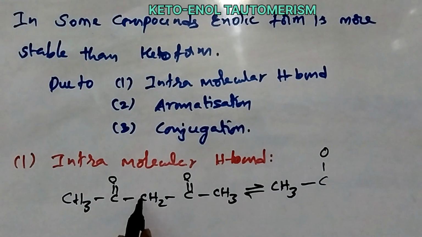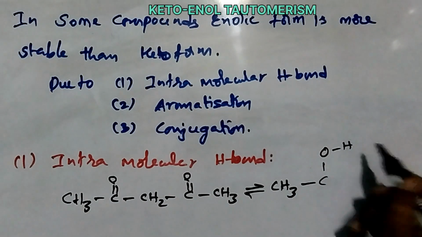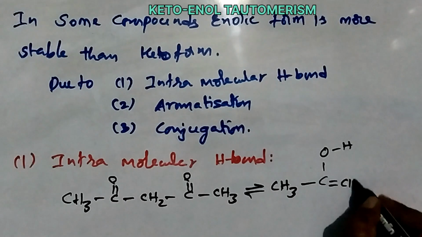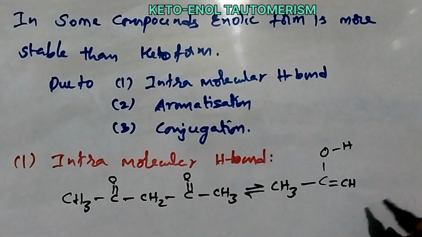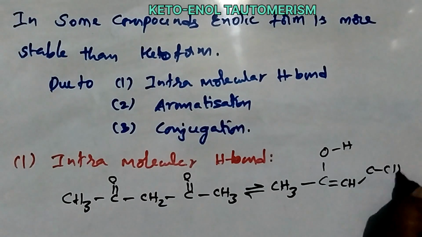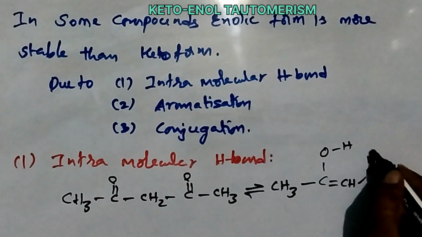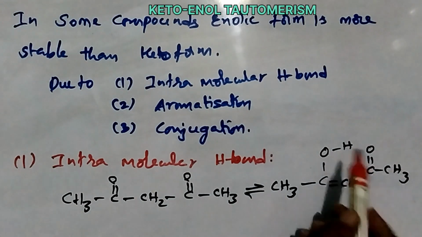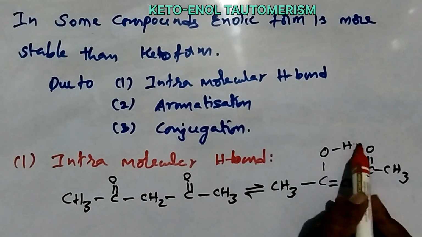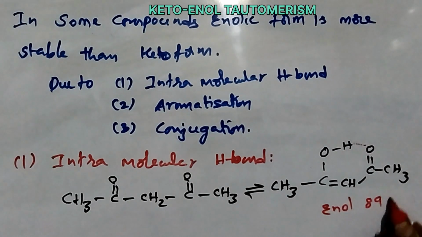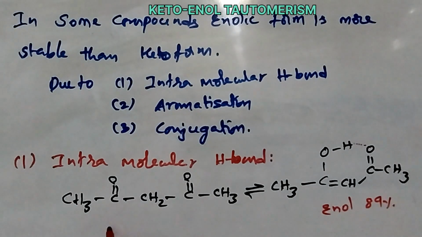From here the hydrogen is shifting. Then CC double bond, CH, C, CH3, then double bond O. So between these two, a hydrogen bond is forming. So in this case, the enol form is 89% and the keto form is 11%.